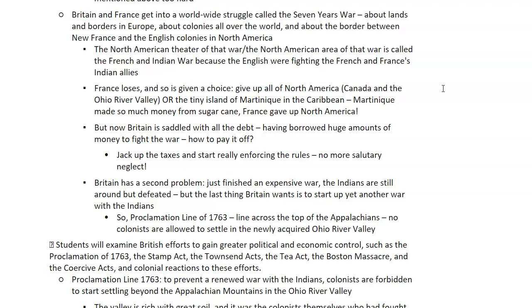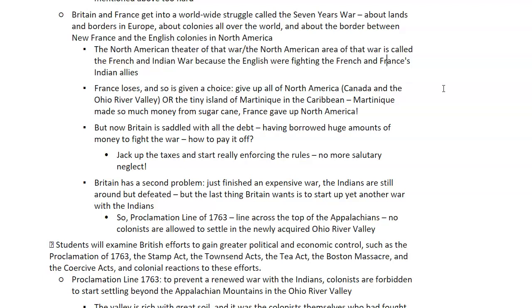Well, now Britain is saddled with all the debt of having fought that war. Having borrowed huge amounts of money to fight it, how could they pay all of that back? They come up with a plan. They'll jack up the taxes and start really enforcing those salutary neglect rules. No more salutary neglect. Now we're really going to hammer the tariffs and the rules about trade. Okay, that's going to be a problem.